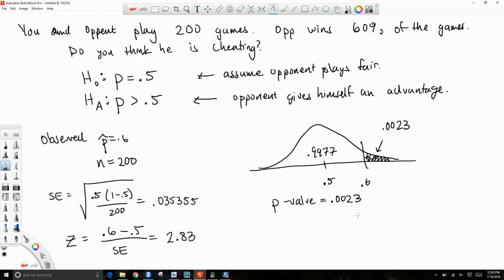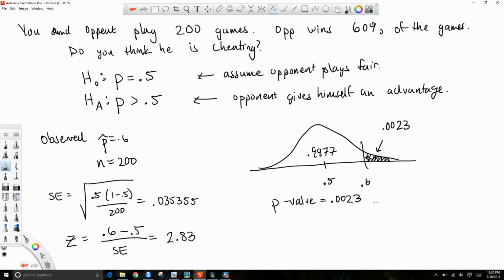So what does this p-value mean? Well, is it technically possible for the guy to win 60% of the games just from getting lucky? Is it possible that he was playing fair and he just happened to win 60% of the games from random luck? Yes, it is possible. How often does that happen? It happens pretty rarely. It happens with probability 0.0023. So at this point we can give him the benefit of the doubt and say, wow, you happen to be one of those 2 in 1,000.